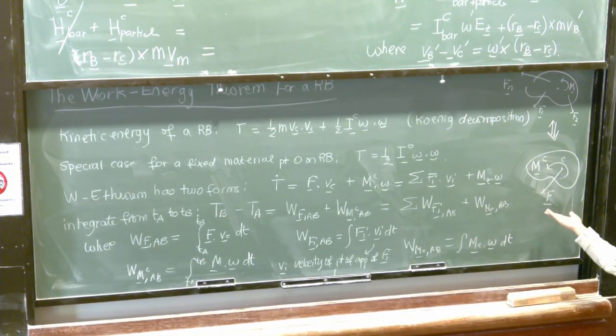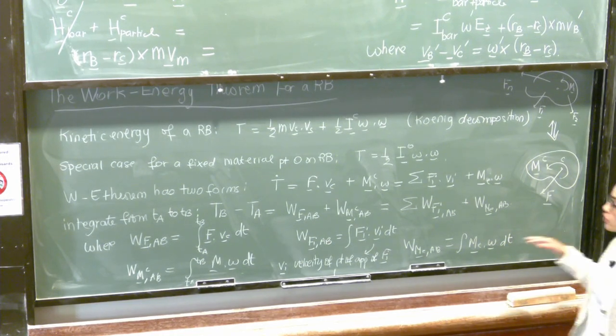Then I can integrate the work energy theorem, get this, where again, the new thing here is the moment of a couple. How do I calculate the work of a couple? To calculate the work of a force, remember I integrate F dot V dt or F dot dr. For the couple, I dot the moment with the angular velocity. Then I get the work of the moment. Okay?